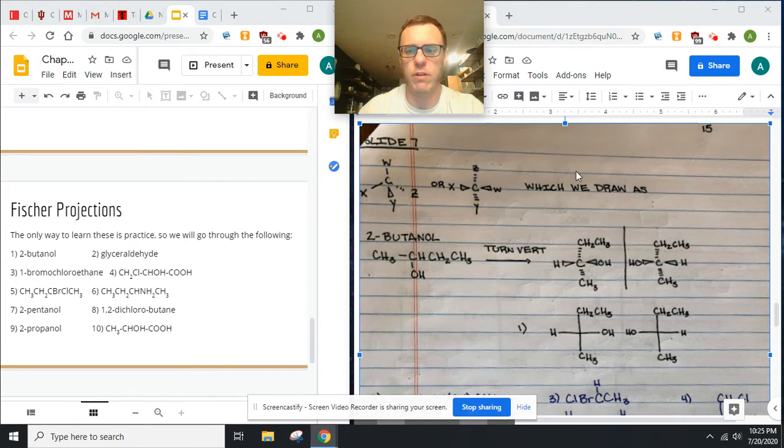We draw it a little differently now. So 2-butanol, which is here, CHOH, this is this. What we're going to do is turn it vertical, so it looks something like this. And then here's the mirror image. So hopefully you can see that.